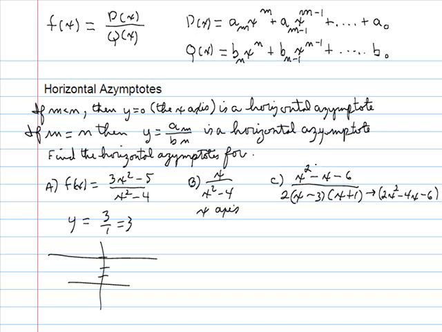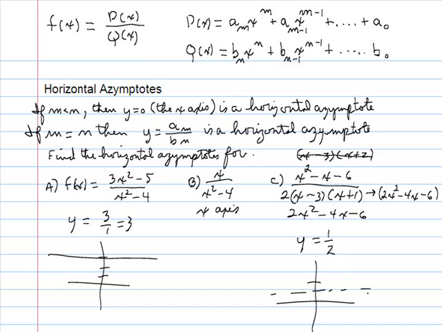In the last example over here, the top factors to x minus 3, x plus 2. That's really not important to us, though. We're not looking for zeros. That's what we would do if we were looking for zeros. We just need to know what's the lead coefficient on the bottom, so I went ahead and multiplied this out. This is the same as 2x squared minus 4x minus 6. Again, the powers are the same, top and bottom, x squared over x squared, so the horizontal asymptote would be y equals 1 over 2. It would look like this. If that's 1, then there would be your y asymptote.